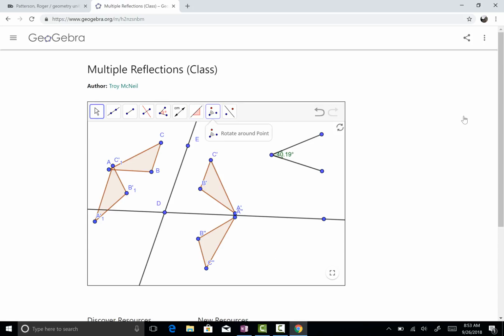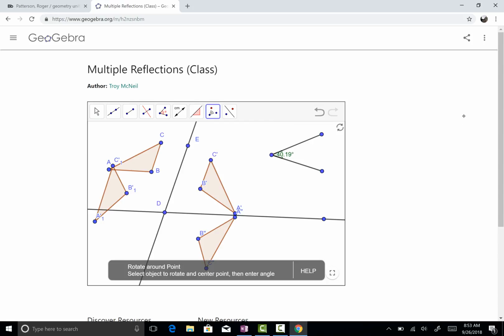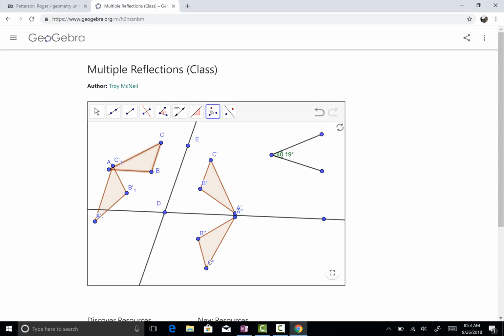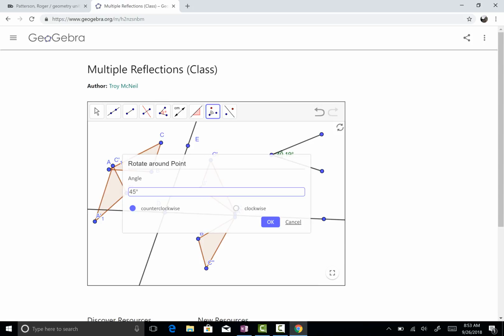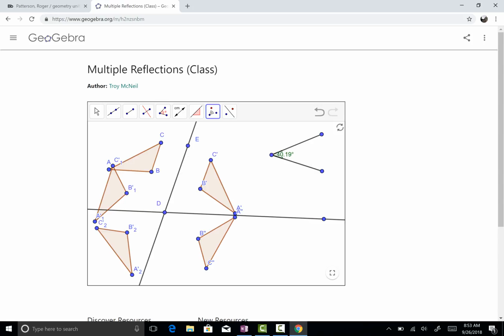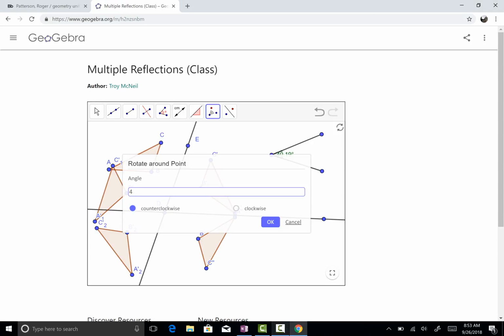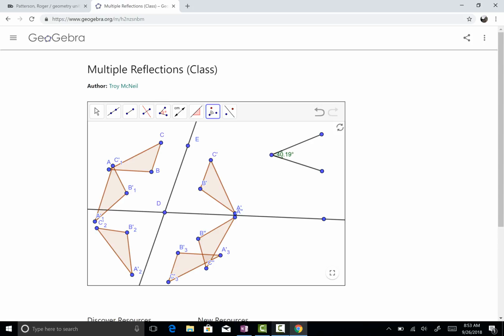So I'm going to pick a rotation again. Rotate that triangle, this point, and this time I'm going to try a little bit more. Maybe I'd try 100 degrees. Getting closer. All right, so let's try it again. Pick that triangle, point D, and now I'm going to pick more. Let's go 180 degrees. Oh, we're getting closer to it.